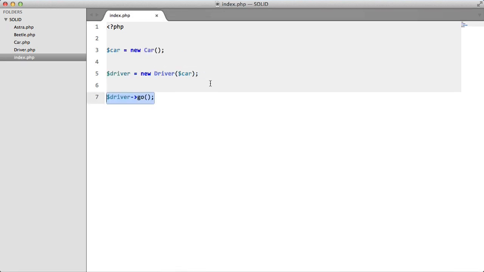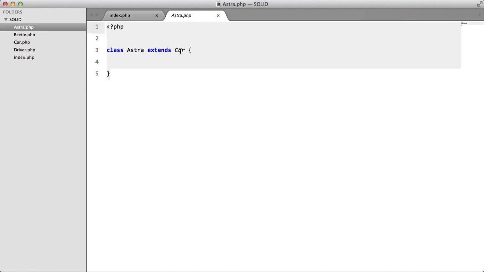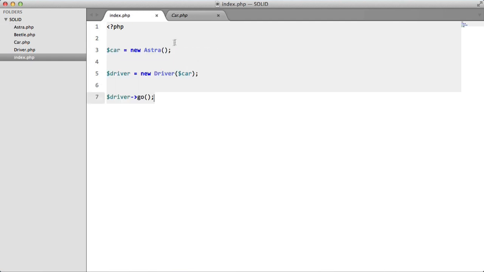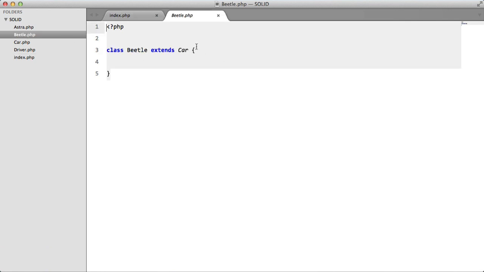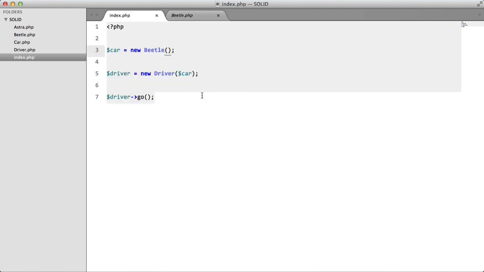Now what the Liskov Substitution Principle is saying is this: if I was to change this to an Astra, then this would still work, which it will, because if we have a look at Astra, it extends car, so it's going to inherit this drive method. So if we change this to Beetle, which I have here, that also extends car, so this code is still going to work. And that's all that the LSP is. Out of the five principles in SOLID, it's probably the easiest principle to get your head around.